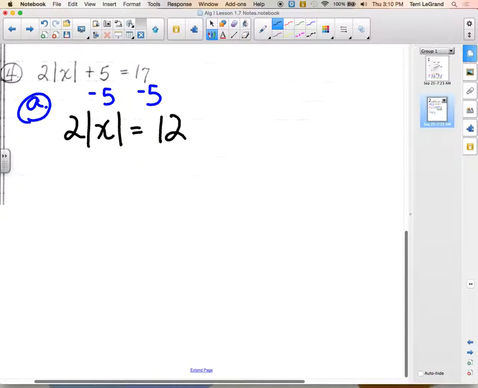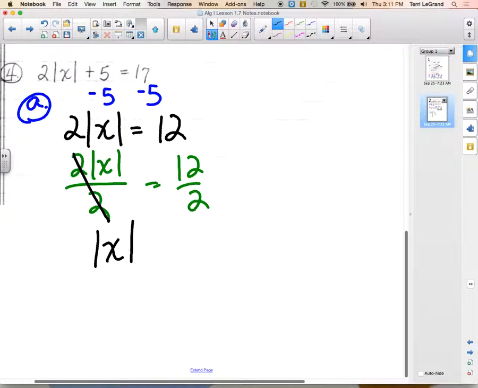Okay. Step A over? Why not? Because you still have 2 on the outside. Because we still have that 2 on the outside, so we have to do another step in step A. Now we have to take our left side and divide by 2, and the right side and divide by 2, so that we can get that absolute value expression isolated. And then we have absolute value of x equals 6. Is step A over? Yes.